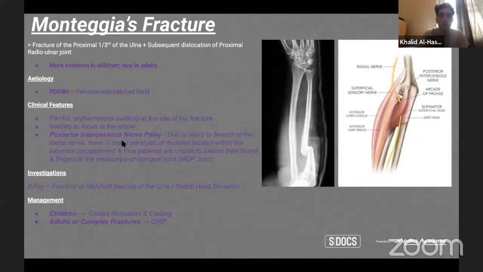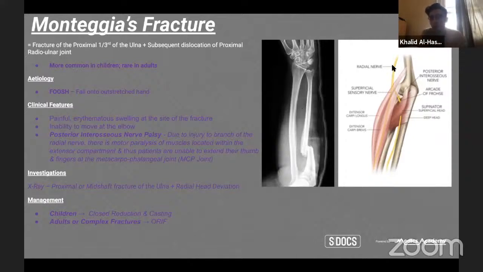The posterior interosseous nerve is a branch of the radial nerve, which wraps around the posterior end and innervates usually the extensor compartments and also the triceps and posterior parts of the arm. It is a motor nerve, and it results in a motor paralysis of the muscles located within the extensor compartment. Thus, patients generally tend to struggle with extension of their thumb and their fingers at the MCP joints, metacarpophalangeal joints, also known as the knuckles. I would recommend that you remember this.